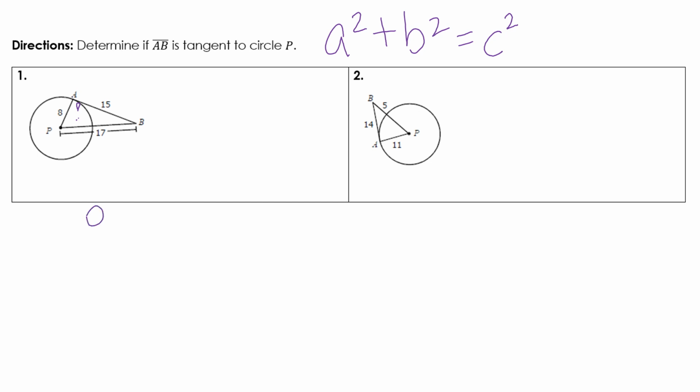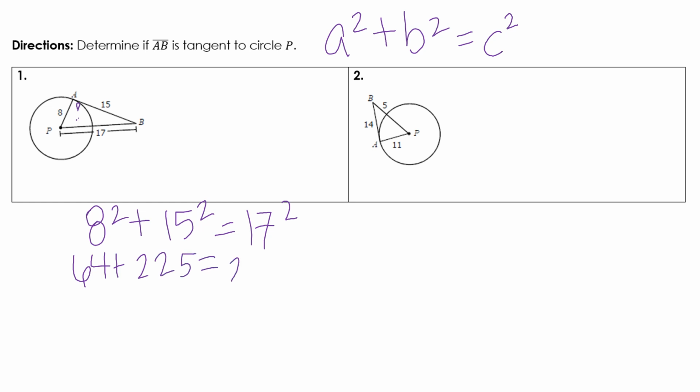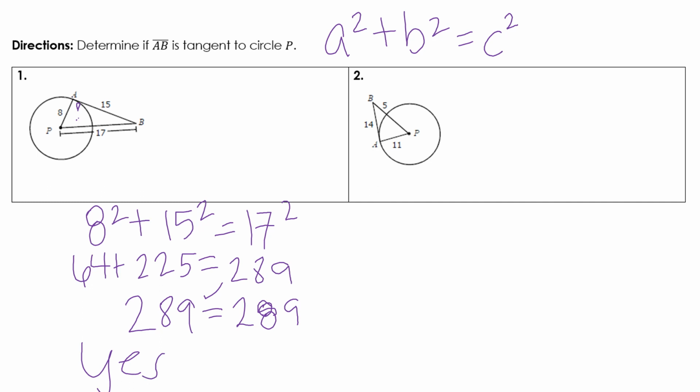So our potential legs are 8 squared and then 15 squared. And our hypotenuse, if it's a hypotenuse, is 17, and then we're going to square that. So we're just going to do the math here. 8 squared is 64. 15 squared is 225. And 17 squared is 289. Now we're going to add 64 and 225, which is 289. So since we got an equivalent statement, then we know that yes, AB is tangent to circle P, because it created a right angle, and it has to have a right angle.